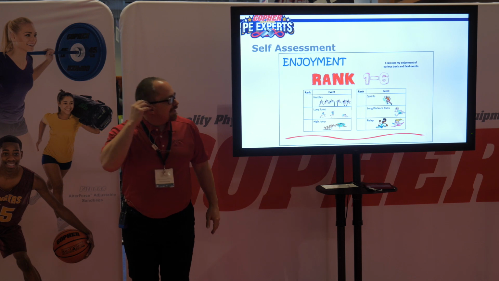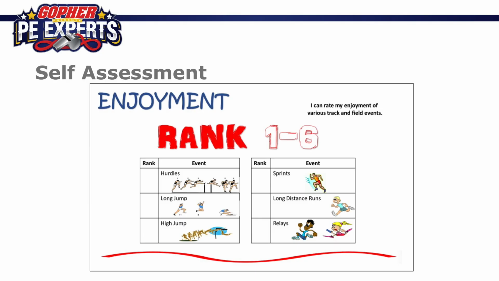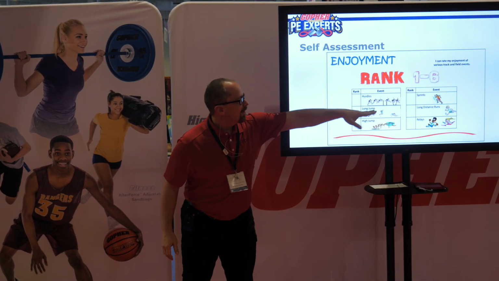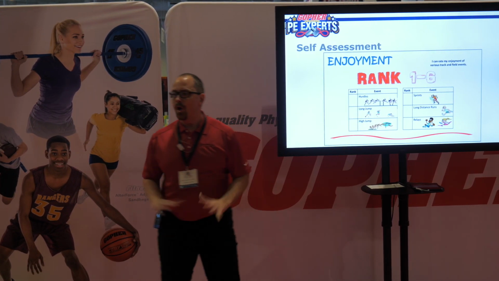This is another self-assessment. You give them this sheet and they rank 1 through 6. One of the outcomes on this is, I can rate my enjoyment of various track and field activities. Enjoyment is a big part of Standard 5. So if you look at these, they rank them where they think number 1, 2, 3, 4, 5. No right or wrong answers.